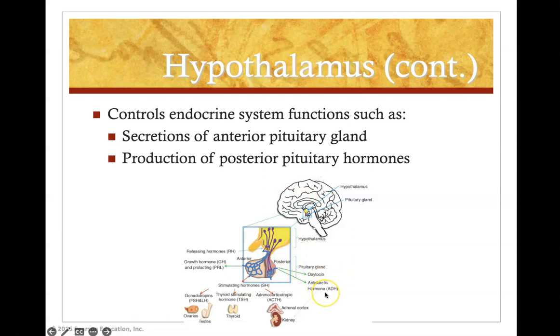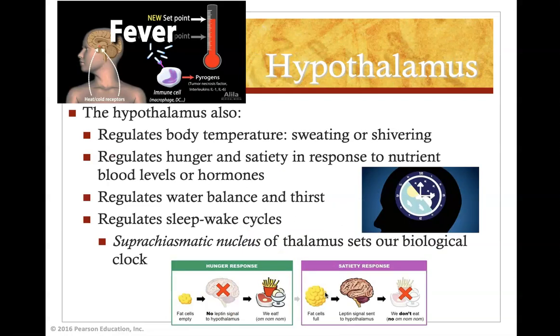But the hypothalamus does make the two hormones that are released by the posterior pituitary gland. They're the only two hormones that are released there. So kind of interesting, it actually makes those. So if you can learn that now, it really will help you out.